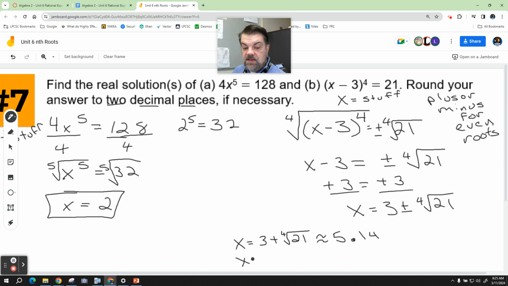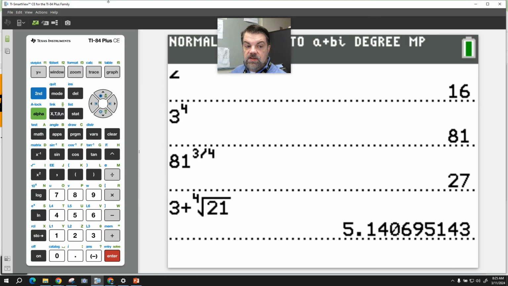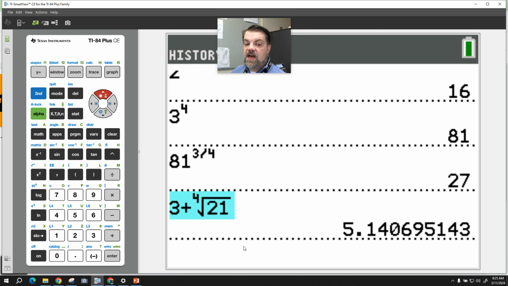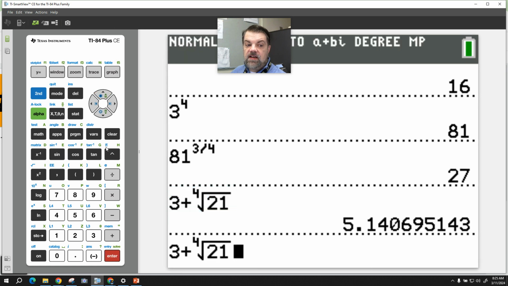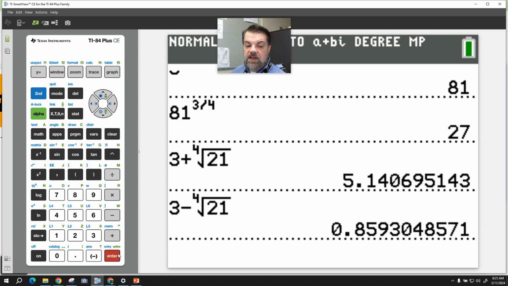Now we got to do the minus. X equals 3 minus the fourth root of 21. So here's a little trick, a calculator trick for you. If you go up here, use your arrow to highlight this thing and you hit enter again, it'll put the whole thing in there, and then you just come over here and change that to a subtraction symbol. Hit enter.